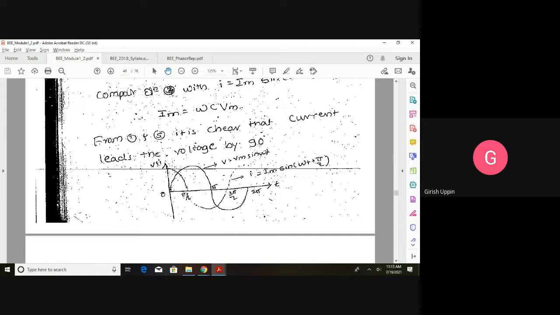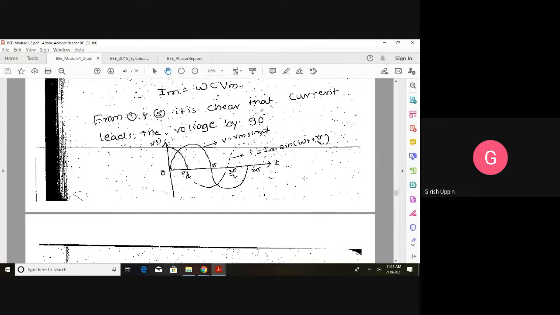That is how the current I is equal to Im sin(omega t plus pi/2), which leads the voltage by an angle of 90 degrees. Remember, in case of a pure resistance, both voltage and current are in phase. In case of a pure inductor, the current lags the voltage by 90 degrees. In case of a pure capacitor, the current leads the voltage by 90 degrees.